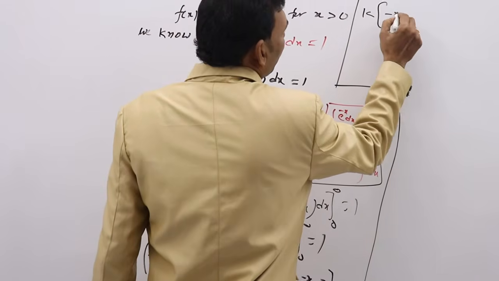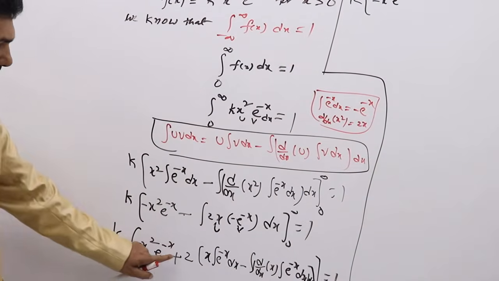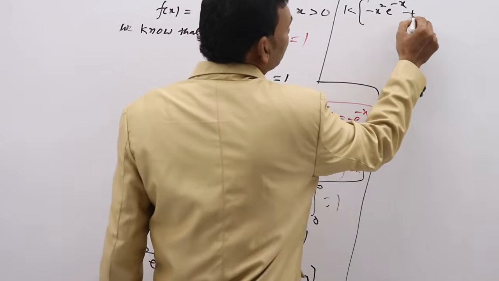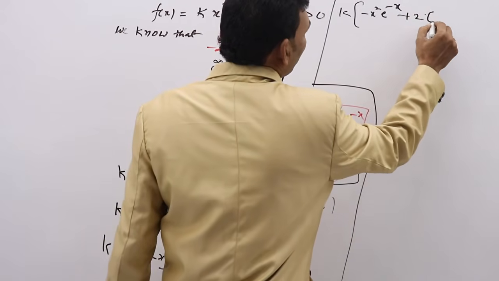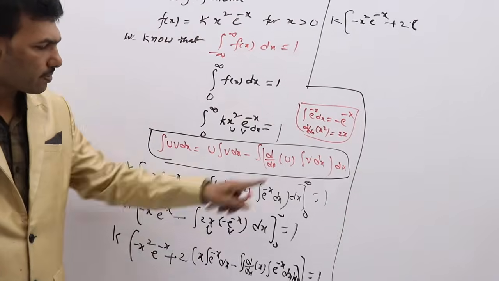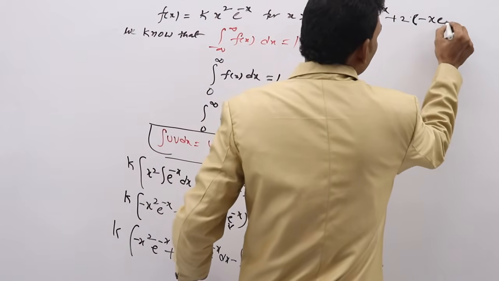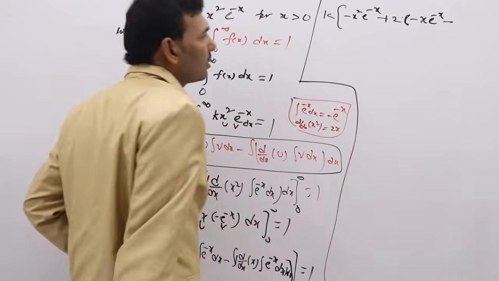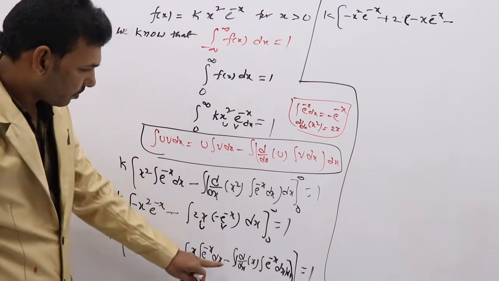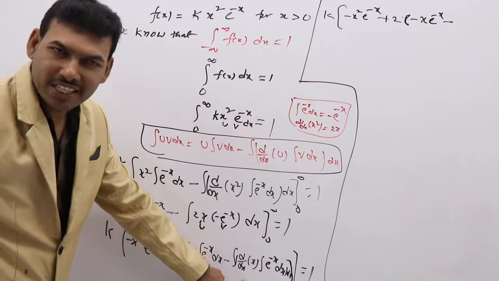K into minus x square e power minus x, this one is same, plus 2 into integral e power minus x, minus e power minus x. You will get here minus x e power minus x, minus d by dx of x, which is 1.